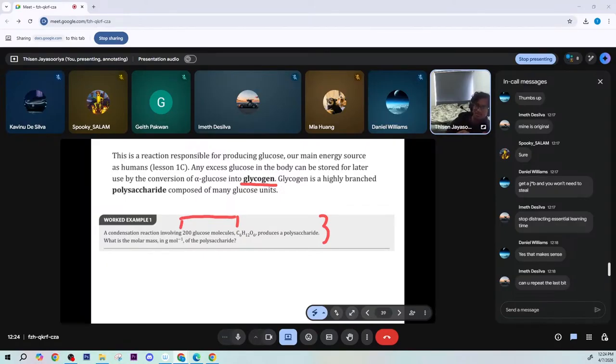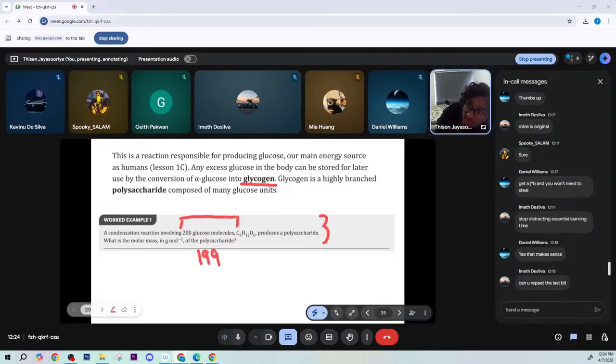Mia, how many ether links do you think are in a polysaccharide of 200 glucose molecules? 100. So, a little bit higher. Do you want to try and take a guess, Daniel? Or can you not talk? I don't think you can talk. Salam, what do you think? How many bonds are formed? I thought 100, but now I think it's more. So like maybe 150.